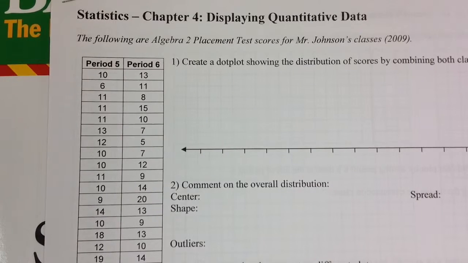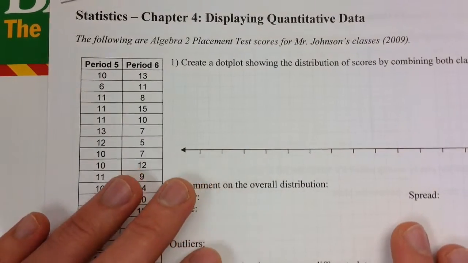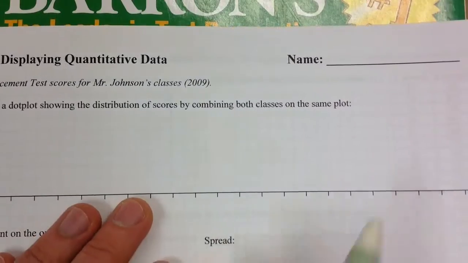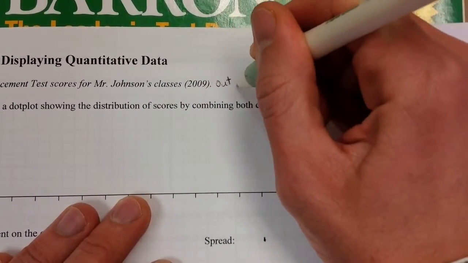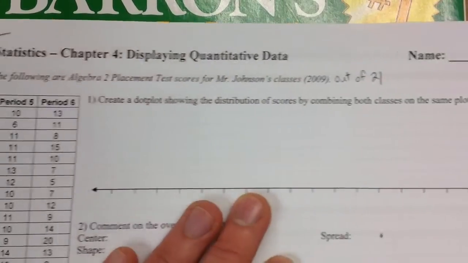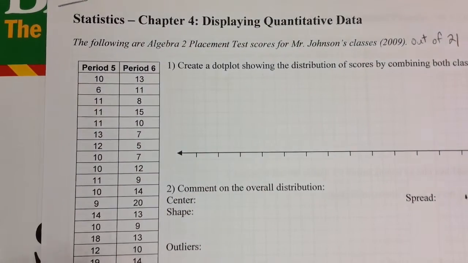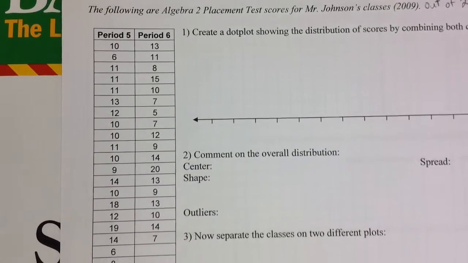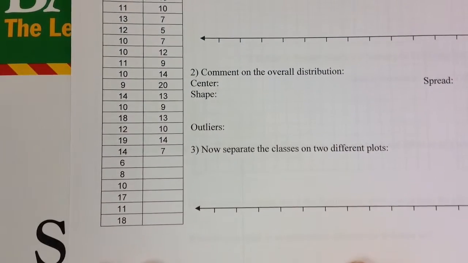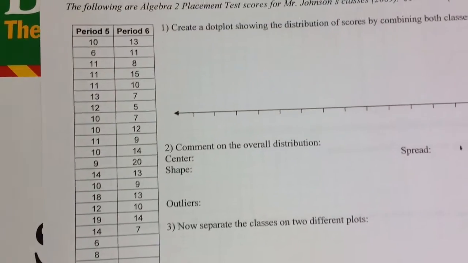I like to work with real data as much as possible. These are actual placement test scores for my students back in 2009, so 5 years ago. And just so you know, this was out of 21. Okay. So I had 2 sections of Algebra 2 back then. And just by looking at numbers, I can't tell a lot about what's going on here. So we make a picture.